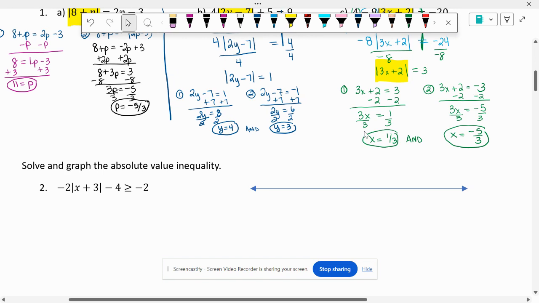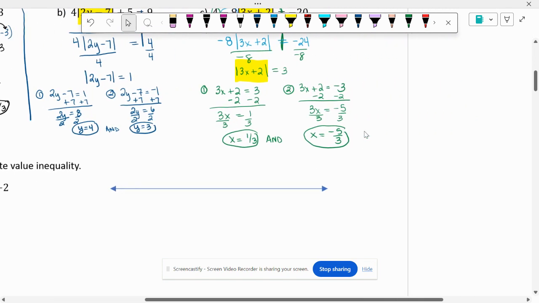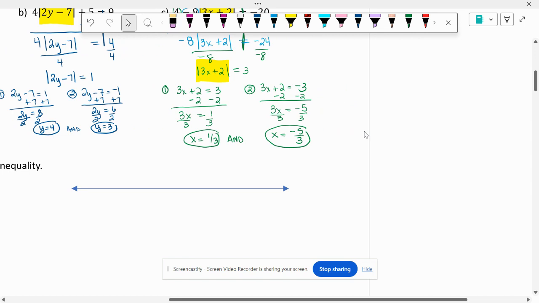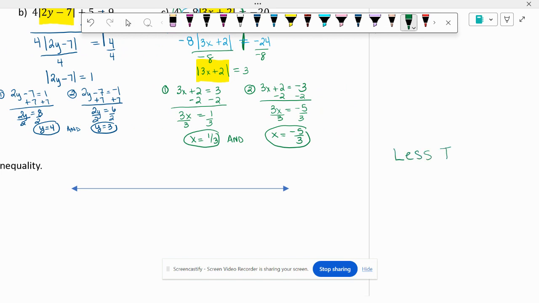So now let's do some talking about solving and graphing absolute value inequalities. So there's something I'm going to write over here. I'm going to write less than. So, sorry, that's not less than. I apologize. So less than.